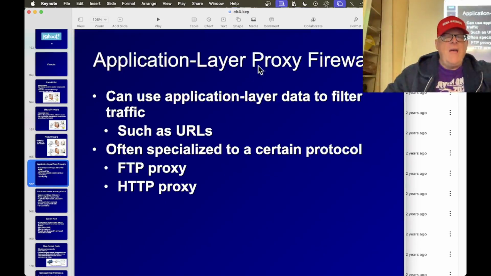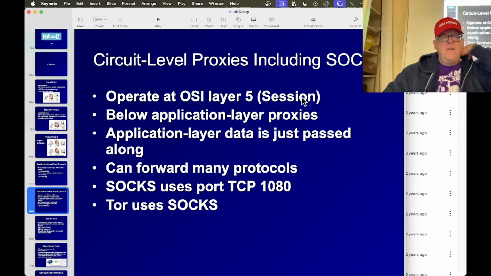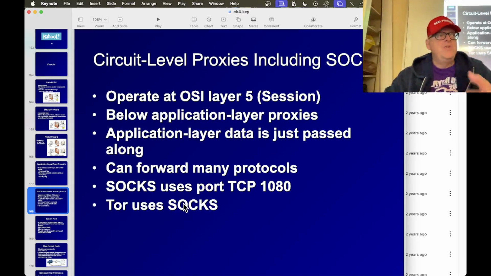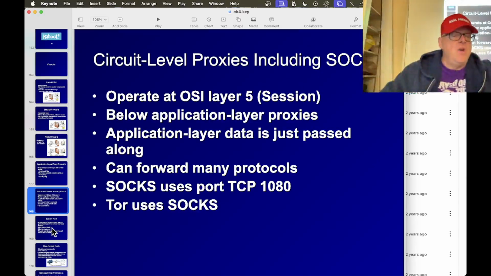All right, so application layer can use application layer data like URLs, which is a common case now. They call this deep packet inspection. It's now standard. All right. There are circuit level proxies that run at layer 5, and they can forward many protocols. This is used for things like VPNs, like Tor. Tor uses this to carry all your traffic of every protocol through their special network.